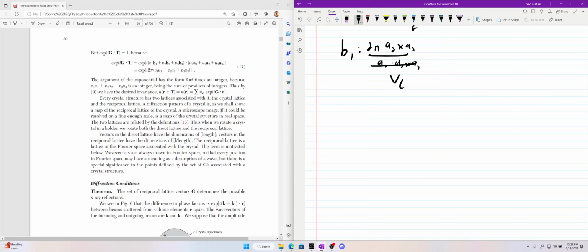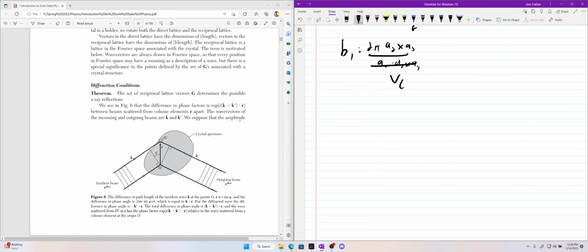So vectors in the direct lattice have the dimensions of length, right? And vectors in the reciprocal lattice, it's reciprocal, have dimensions of 1 over length. So the reciprocal lattice is a lattice in Fourier space associated with the crystal, and the term is motivated below. So wave vectors are always drawn in Fourier space so that every position in Fourier space may have a meaning as a description of a wave. But there is a special significance to the points defined by the set of G associated with the crystal structure.